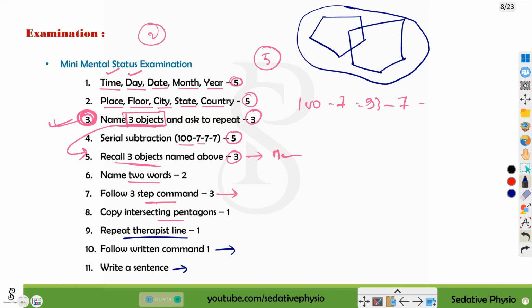Okay, so all these examinations are under the Mini Mental Status Examination, and on the basis of the performance of the patient, we will give marks to the patient and we will check the cognitive level of the patient. Here in this Mini Mental Status Examination, we have checked the memory of the patient, the speech of the patient, and the judgment level of the patient. Okay, so all of these can be examined through the Mini Mental Status Examination.